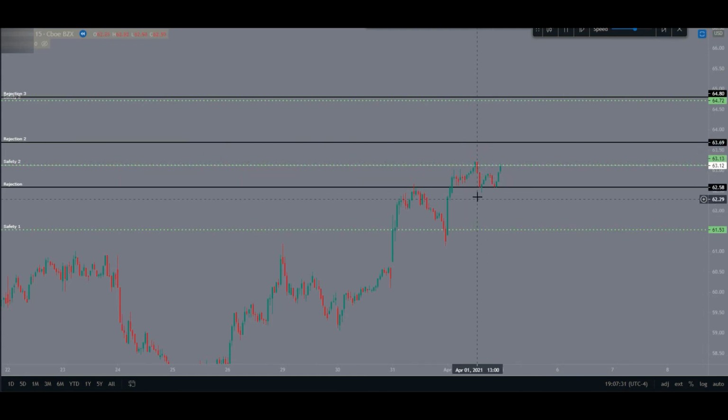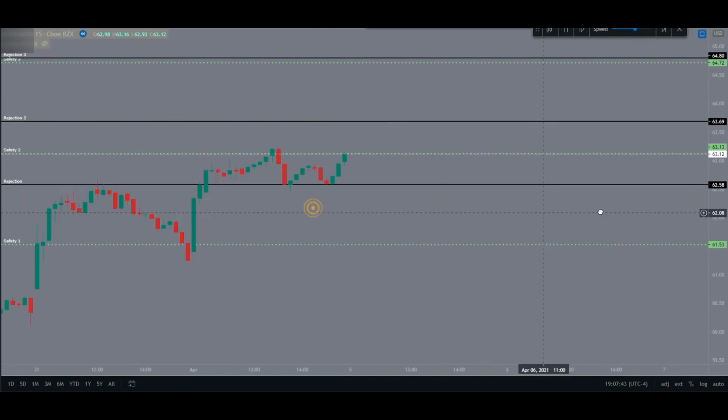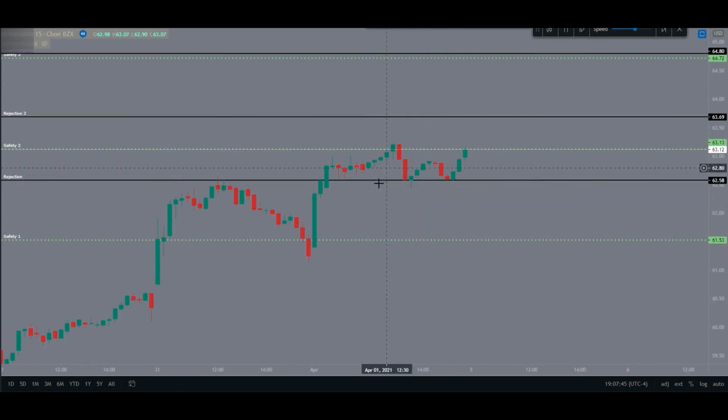Now look what happens. It comes back to our rejection line, and buyers try to get back in. Very nice, that's very clear. This can really help you with candlestick reading, because we can see it starts opening right on there.